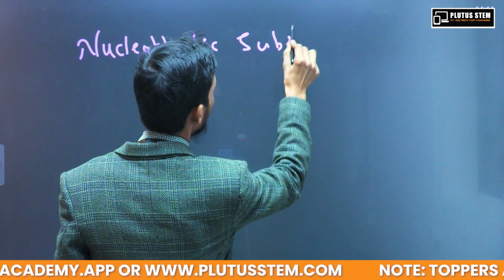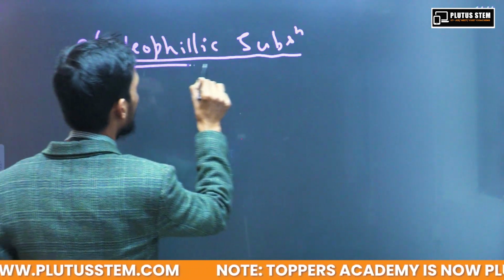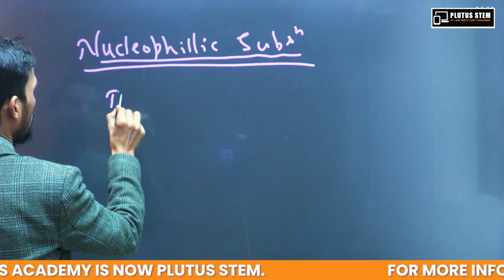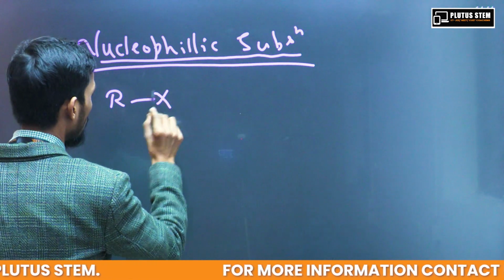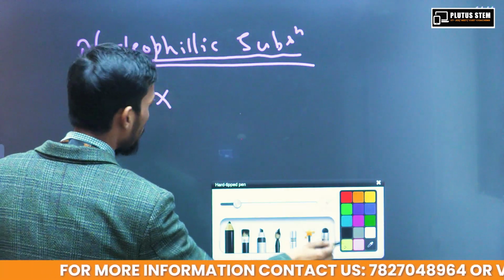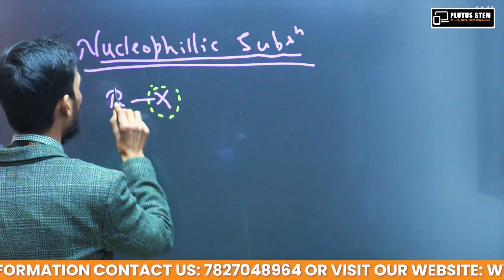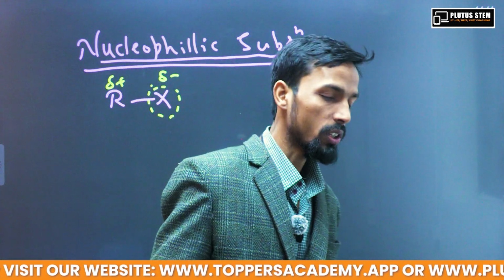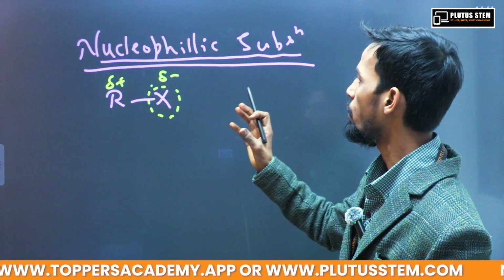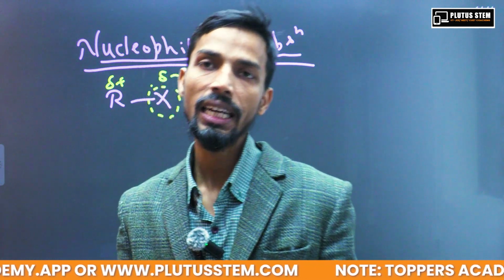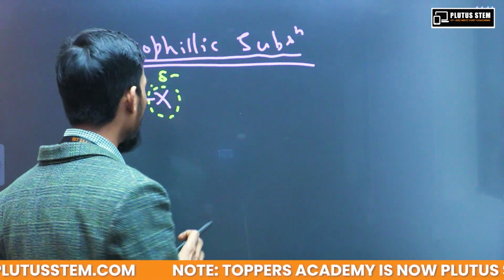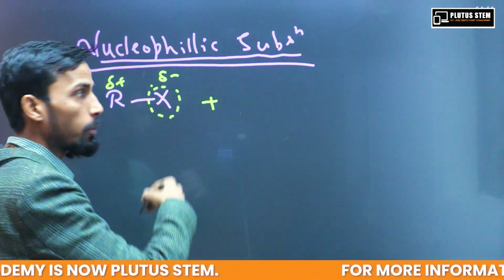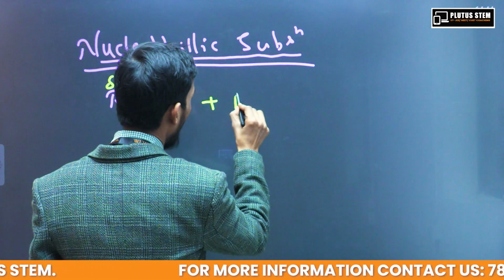Nucleophilic substitution reaction. So the first reaction of this alkyl halide, we are aware that this is RX. As we know, X is the leaving group, because this carbon has a partial positive charge and X has a partial negative charge, which means this group has to leave. And if we want to leave this group, the necessary condition is that some nucleophile comes and attacks.